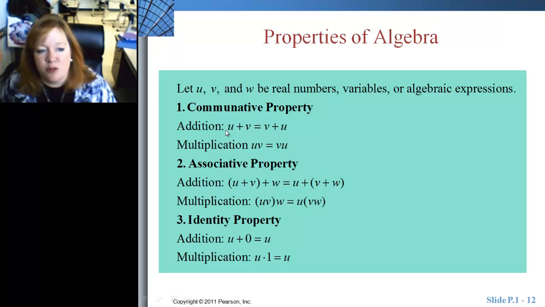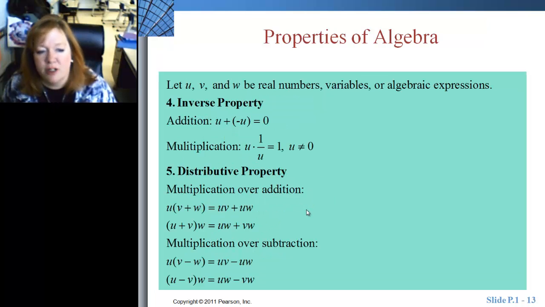Properties of algebra: changing the order of addition or multiplication is totally legit. Associative property, that's changing the grouping symbols. Identity properties are something that when you add or multiply this to the number, it keeps its identity. So u plus 0 is u, u times 1 is u. Inverse property, you've got your additive inverse, which is the opposite. You've got your multiplicative inverse.